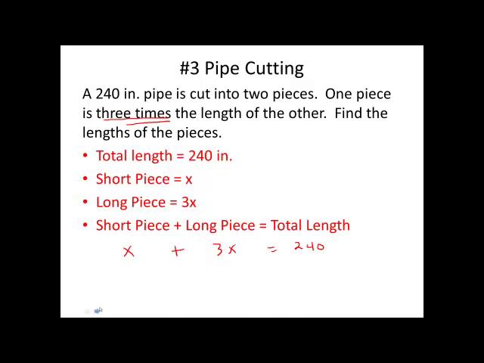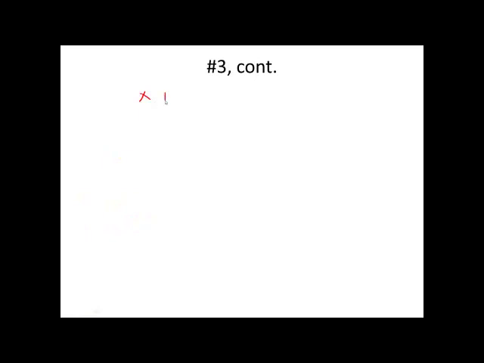Okay, let's look at how to solve this and how to figure out how long those two pieces are. From here, we'll just use the skills that we learned for solving equations. So the first thing that you'll want to do is to combine those like terms that are on the left hand side. 3x plus x is 4x. And then you want to divide both sides by 4 to find out what x is. Get x all by itself. So x equals 60.